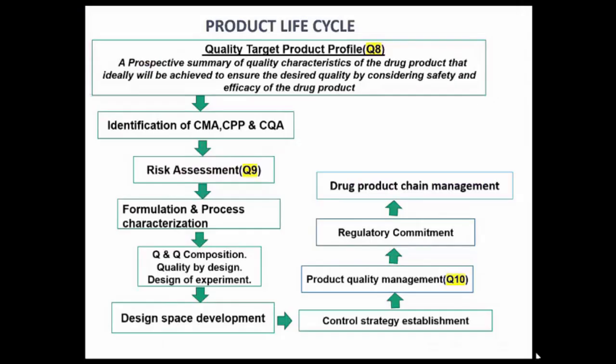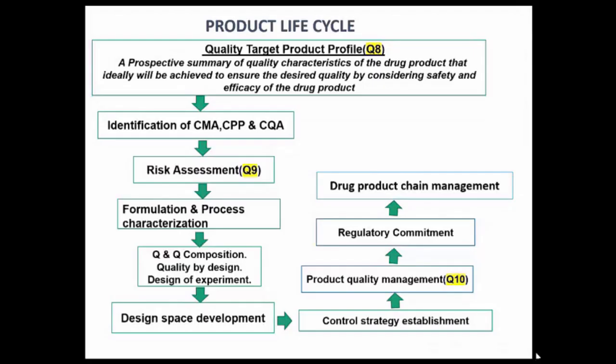In this product lifecycle, we have to talk about QTPP, quality target product profile, and different critical material attributes, critical process parameters and critical quality attributes, and risk assessment, formulation process characterization, Q&Q composition, quality by design, design space development, control strategy establishment, product quality management, and regulatory commitment, drug product change management. So, what are these? First, quality target product profile.